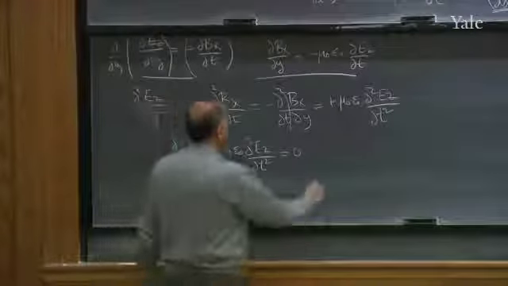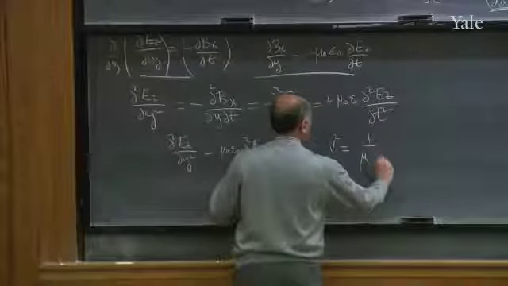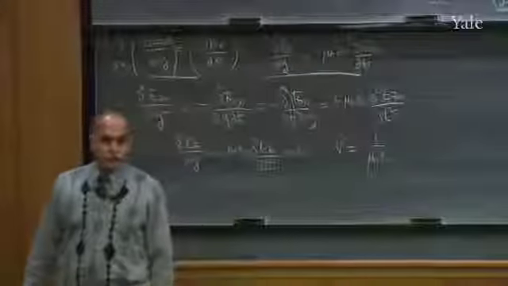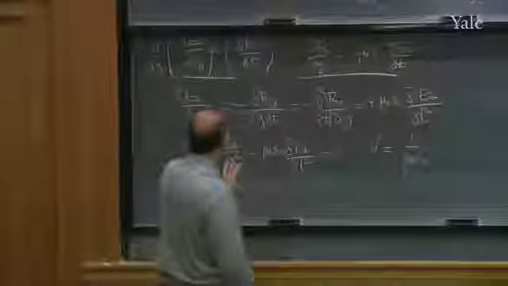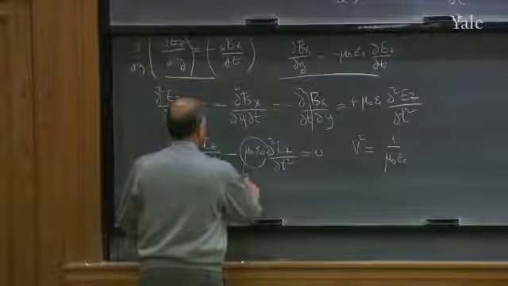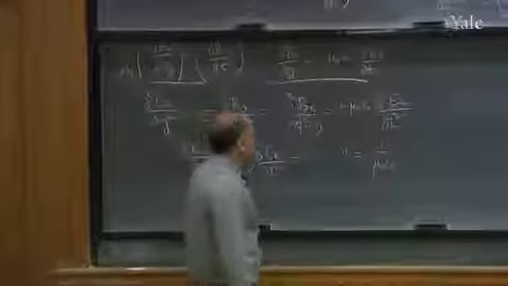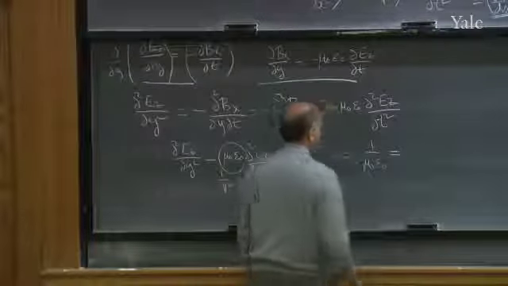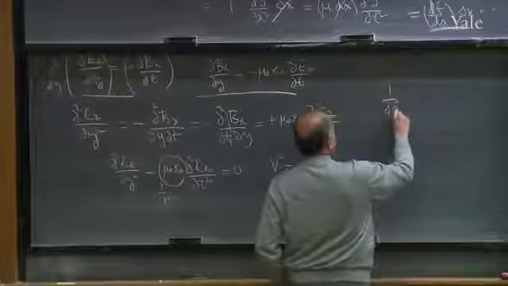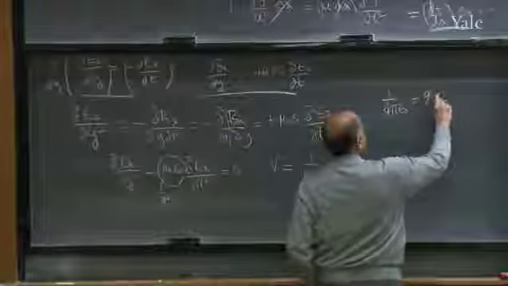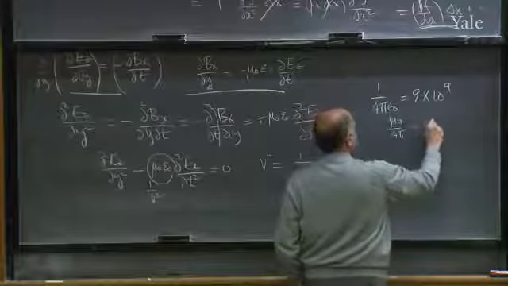So let's find the velocity. v squared will be 1 over mu 0 epsilon 0, because this thing that comes in the wave equation is the 1 over v squared term. Then you go back to your electrostatics and magnetostatics and find out what these numbers are. And I remind you that 1 over 4 pi epsilon 0 is 9 times 10 to the 9, and mu 0 over 4 pi is 10 to the minus 7.